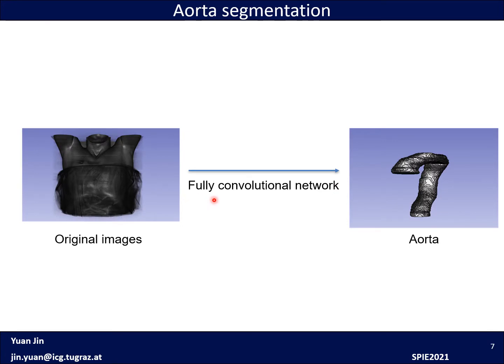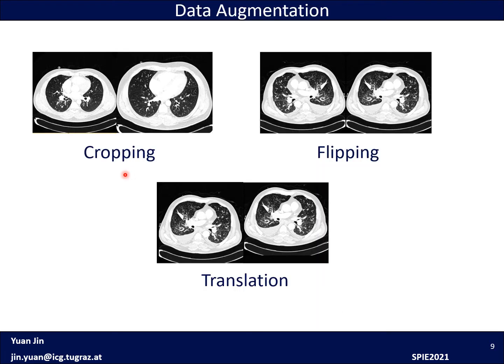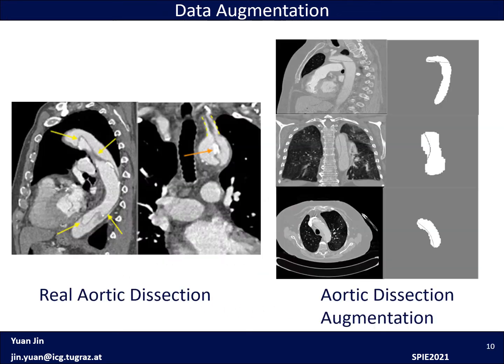We applied a fully convolutional network to segment the aorta from original images. Our deep learning model is based on the VNet structure. It's an end-to-end model with deep residual learning and uses the dice loss function. We use three basic data augmentation methods to enlarge our datasets. In addition, one special method called the aortic dissection augmentation was also applied.